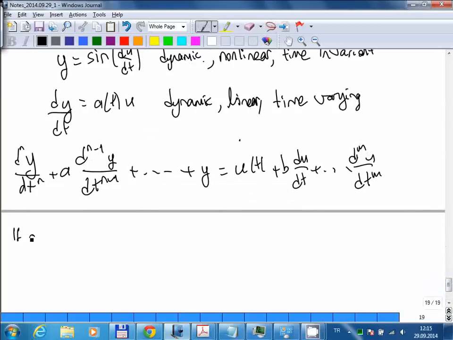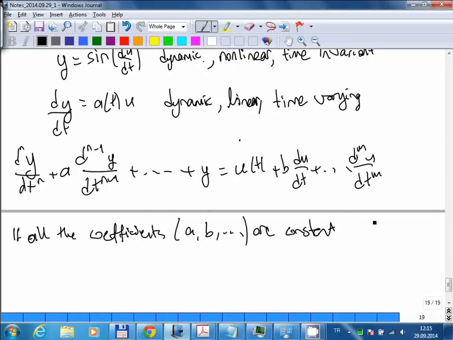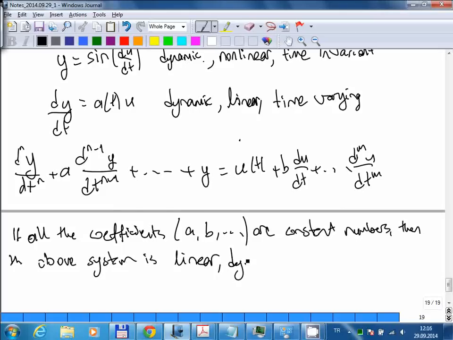So if all the coefficients in the above equation, which are A, B, and all the others, are constant numbers, then the above system is a linear, dynamic, and time invariant system.